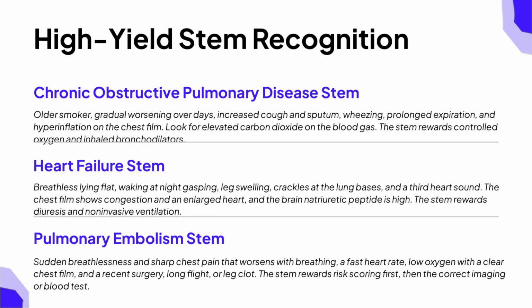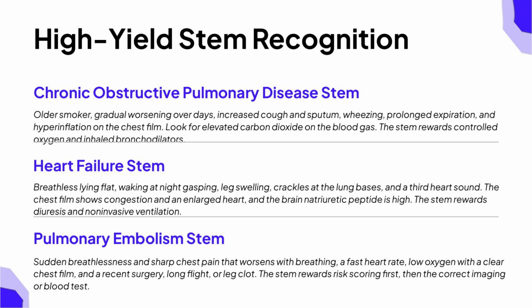Now let us go through high-yield stem recognition for the three big causes of breathlessness. For chronic obstructive pulmonary disease, the classic stem is an older smoker with gradual worsening over days, more cough and sputum, wheezing, a prolonged expiratory phase, and hyperinflation on the film, often with a high carbon dioxide on the blood gas. That stem rewards controlled oxygen and inhaled bronchodilators.